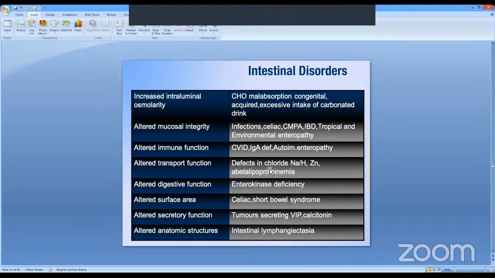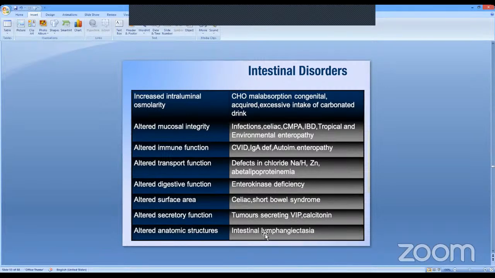Very often we get this type of cases: congenital chloride diarrhea or sodium diarrhea, zinc deficiency. We have seen acrodermatitis enteropathica because of this defect. Abetalipoproteinemia, also we used to get this type of cases. Altered digestive function, enterokinase deficiency. Altered surface area because of celiac or short bowel syndrome. Altered secretory functions because of a tumor secreting VIP or calcitonin, vasoactive intestinal peptides. Altered anatomic structure, intestinal lymphangiectasia.